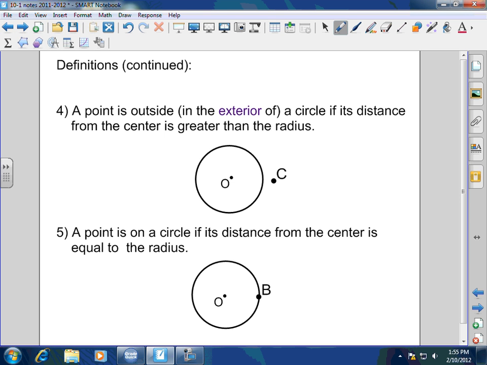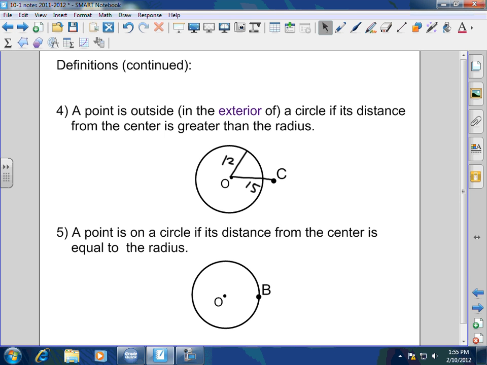So, if a point is outside or in the exterior of a circle, its distance from the center is greater than the radius. So in this case, maybe the radius is 12, but I tell you that OC is 15. We know by fact, there's no question to it, OC is 15, it's greater than the radius. That means C has to be outside of the circle, in the exterior of the circle.